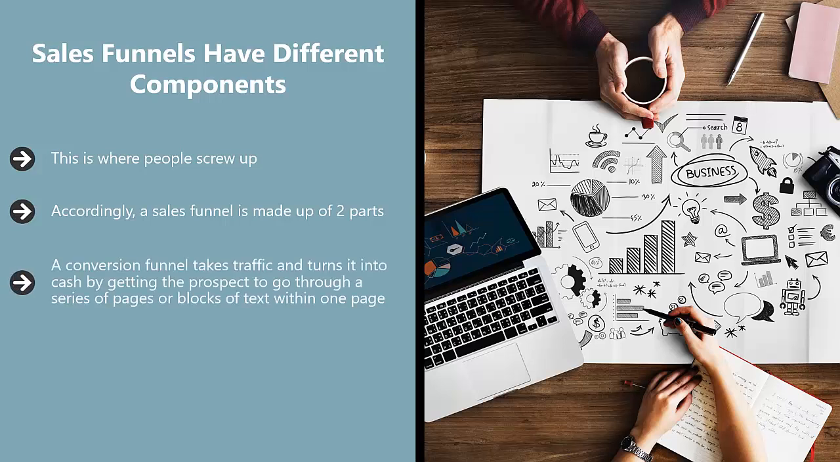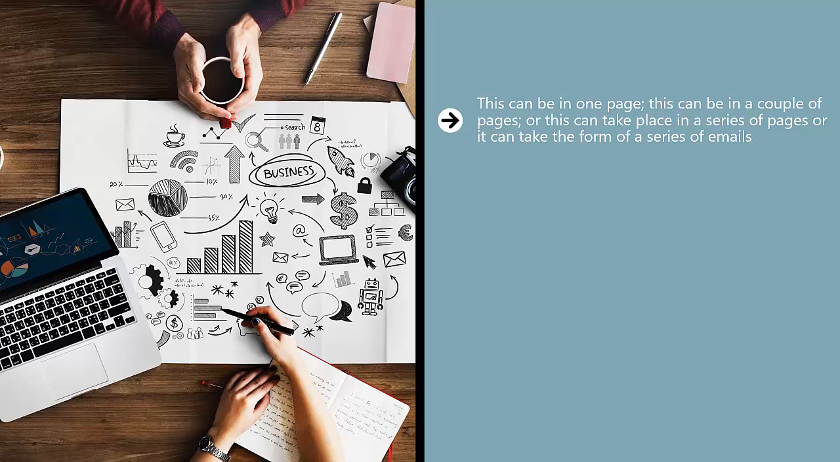A conversion funnel takes traffic and turns it into cash by getting the prospect to go through a series of pages or blocks of text within one page. As the person progresses through each section, that person develops the following. First, they get the impression that you know what you're talking about. They start to believe that you are knowledgeable enough about whatever it is you're talking about for them to continue to read your stuff. This can be in one page, in a couple of pages, in a series of pages, or it can take the form of a series of emails. Regardless, it's all about building credibility.